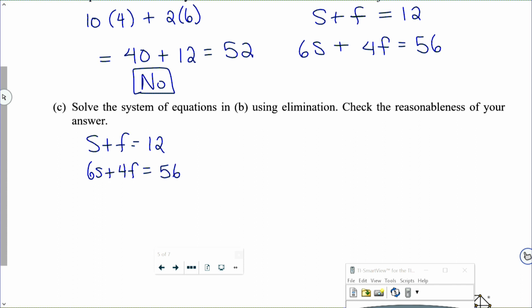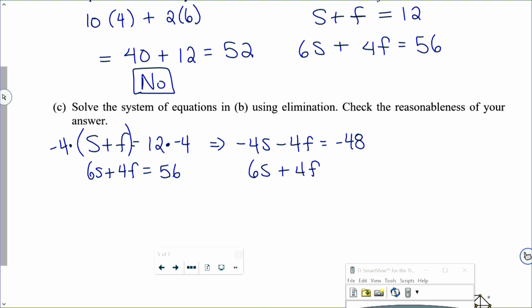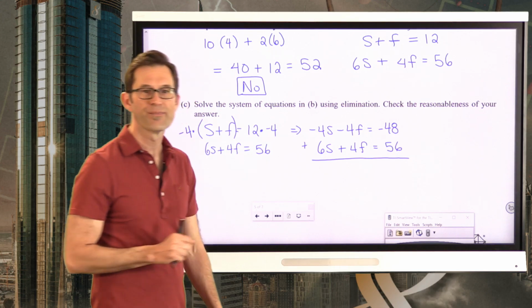All right, so what I'm going to do is take this and multiply both sides by -4, okay? And that's going to give me the following equation: -4s minus 4f is equal to -48. And then I'll have 6s plus 4f is equal to 56. Again, let's just pause right here so we can talk about this.